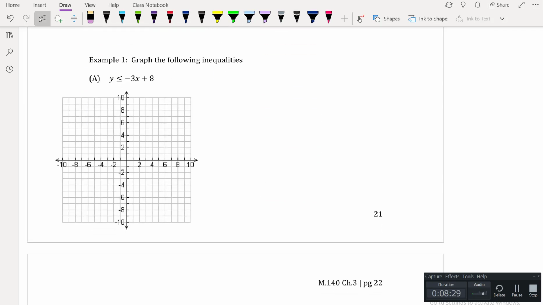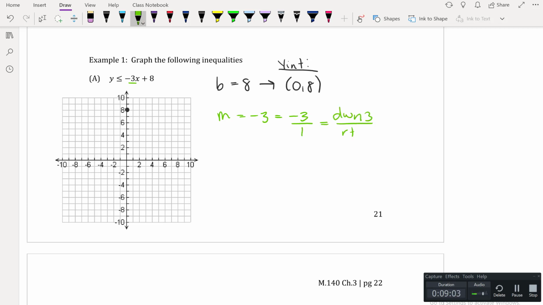So let's see if we can do this. Well, I know that if I was dealing with y equals mx plus b, this is what I would have. I would have my b value as a positive 8, which tells me that my y-intercept is 0, 8. So I know that 0, 8 is going to be my starting point. Now let's look at my slope here. M is equal to negative 3, which is the same as negative 3 over 1, which tells me to go down 3 and to the right 1.